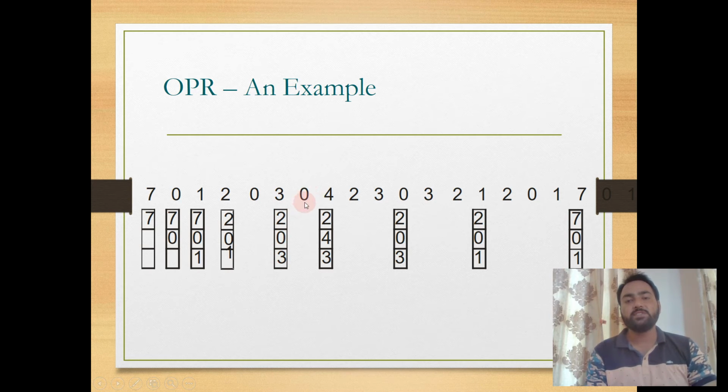Then page 0 comes, which is already available, so no page fault. Then comes page 4. Now we again check the future string for page 2, 0 and 3. 2 is instantly being used, then 3 is instantly being used, and then 0 is being used.